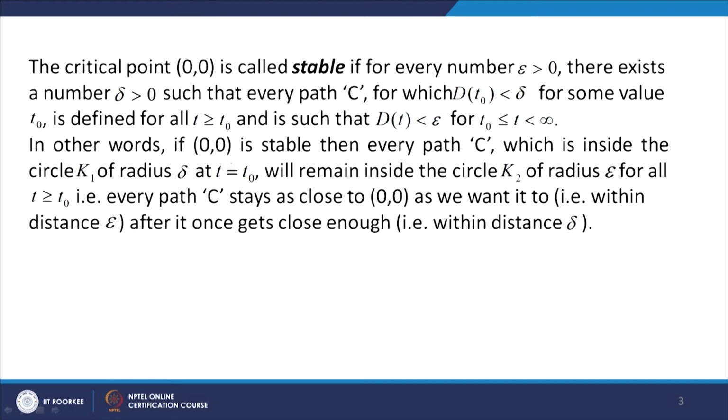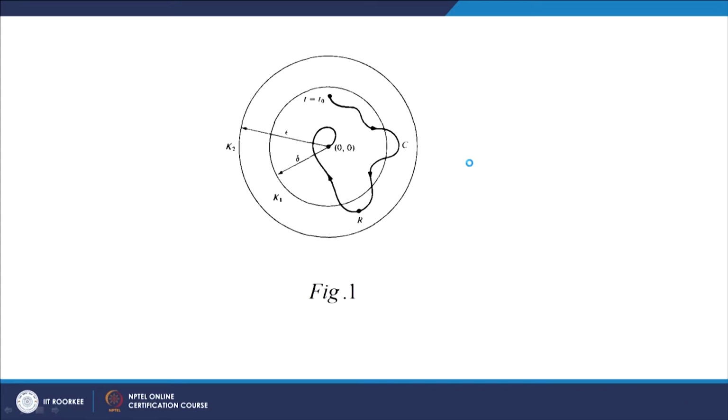In other words, (0, 0) will be called a stable point if every path C which is inside the circle K1 of radius delta at t = t0 will remain inside the circle K2 of radius epsilon for all t greater than or equal to t0. That is, every path C stays as close to (0, 0) as we want it to after it gets once close enough to (0, 0). So, let us look at this.